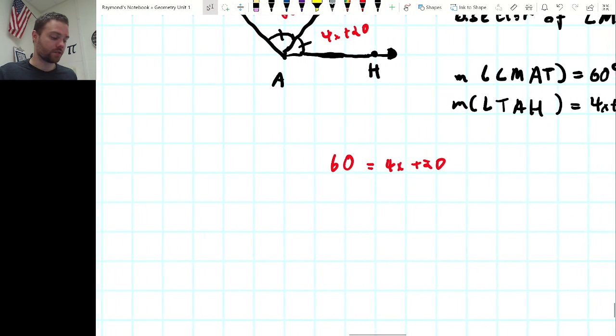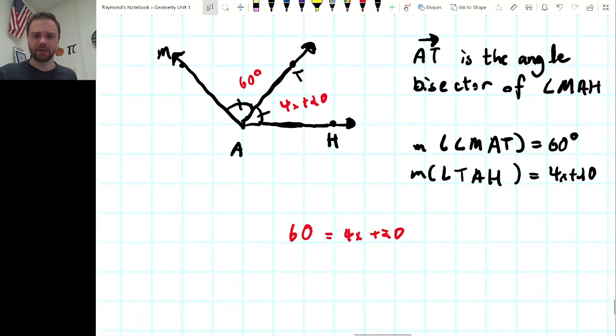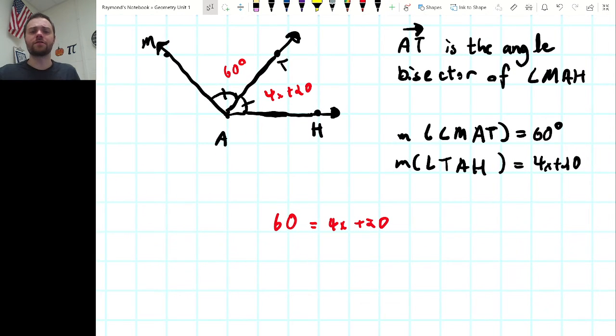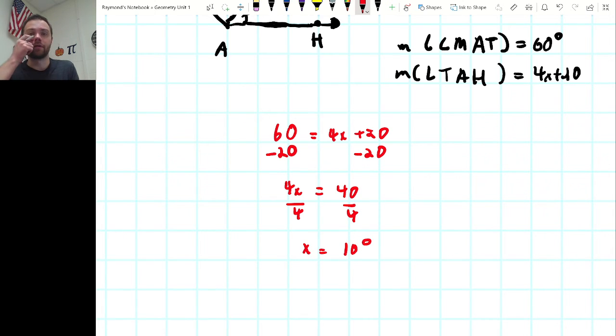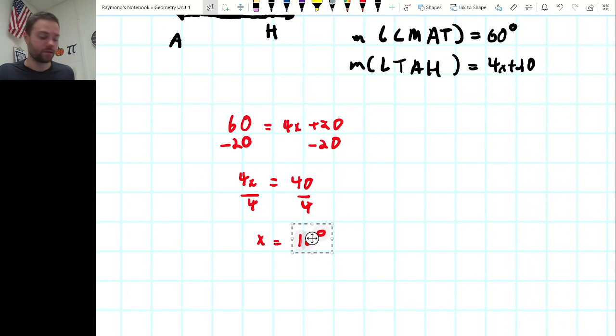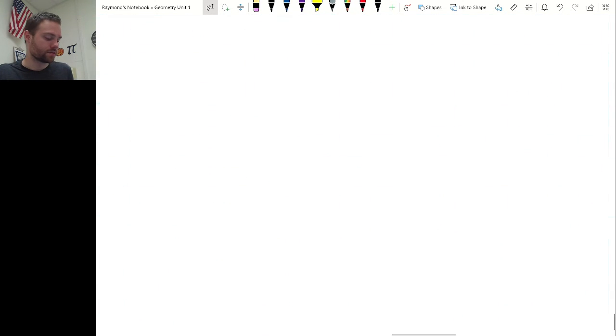Once we understand what we're doing with the geometry, once we understand our definitions, that's when we can start to find things out, start to pick apart the relationships. So let's go ahead and do this problem. I'm going to subtract 20 from both sides of this equation. I'm going to rewrite 4x on the left-hand side. So I've got 4x equals 60 minus 20 is 40. If I divide both sides by 4, that gives us that x equals 10 degrees. Okay? Whatever x is, it's equaling 10 degrees. Everything else was in degree measures, so.